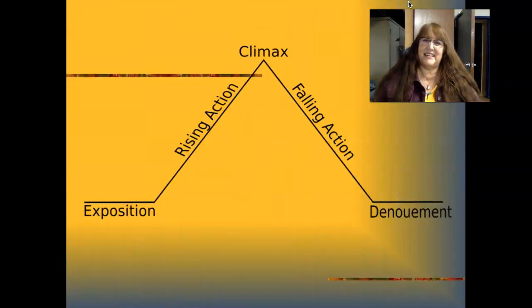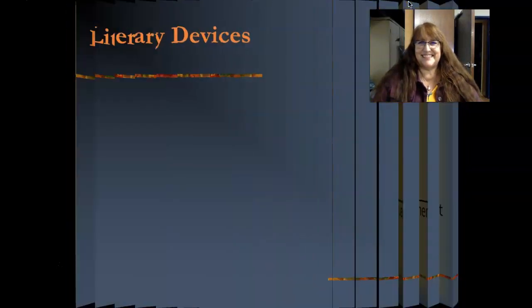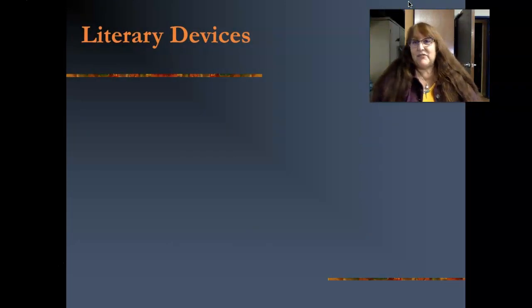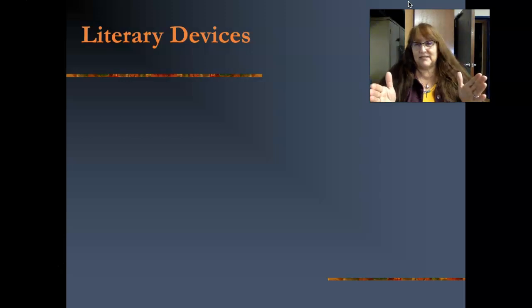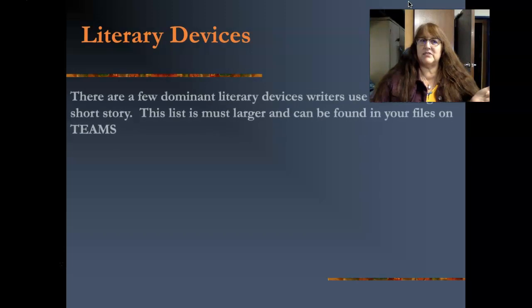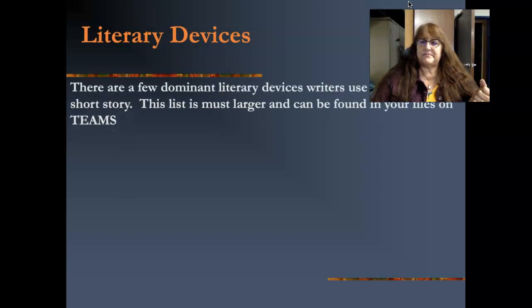And here's Freytag. See exposition here, rising action, climax, falling action, and the denouement or resolution, right? Now you have to have a few literary devices. Usually a good writer will use many, and they overlap. That's why you're reading that short story, because it's brilliantly written. You only have to find 3 or 4. So let's go for the most obvious ones, right?